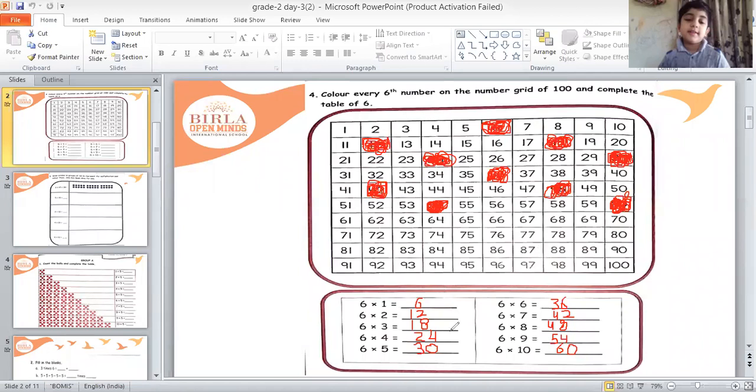After that, here the 6 table is there. So we'll complete our 6 table. We'll write the first number here. 6 ones are 6. We have colored the first number 6, so we'll write here 6. Then 6 twos are how much? We will see which is the next number after 6. After 6, we have colored number 12, so we'll write here 12. Then next is 6 threes are how much? After 12, we have colored number 18, so we'll write here 18. In a similar way, we'll complete our whole table. Okay.